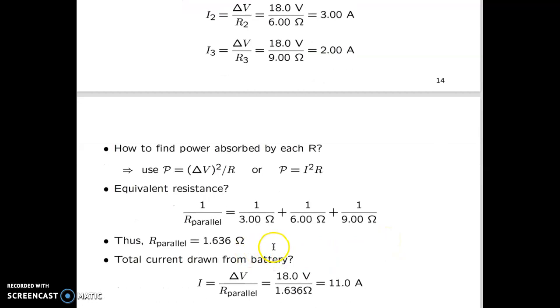Okay, so let's see. What about the equivalent resistance? Well, we have a recipe for calculating it. We know all these resistors have the same potential difference across them, therefore they're parallel. Here's the recipe for calculating the equivalent resistance for resistors in parallel. Do the calculation, this is what you get, 1.636 ohms.